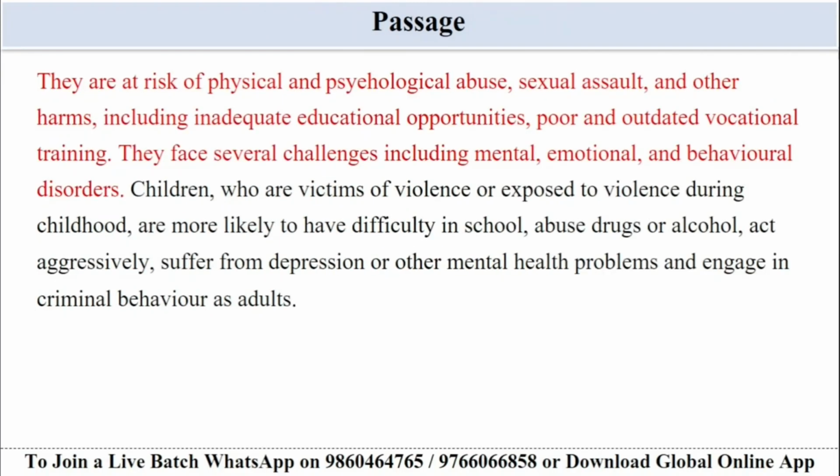The passage itself says they are at a risk of physical and psychological abuse, sexual assault and other harms, including inadequate educational opportunities, poor and outdated vocational training. They face several challenges including mental, emotional and behavioral disorders. So it means children are at a risk of physical and psychological abuse, sexual assault and other harms, including inadequate educational and vocational training. They also face mental, emotional and behavioral disorders. So all three options which are given are supporting.